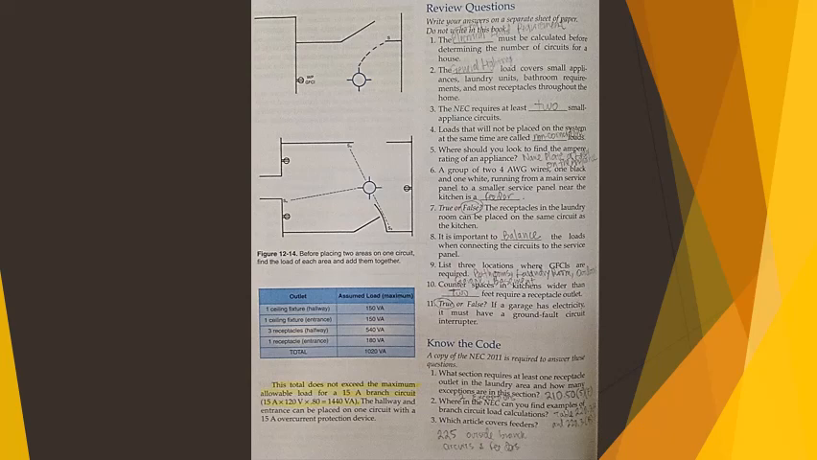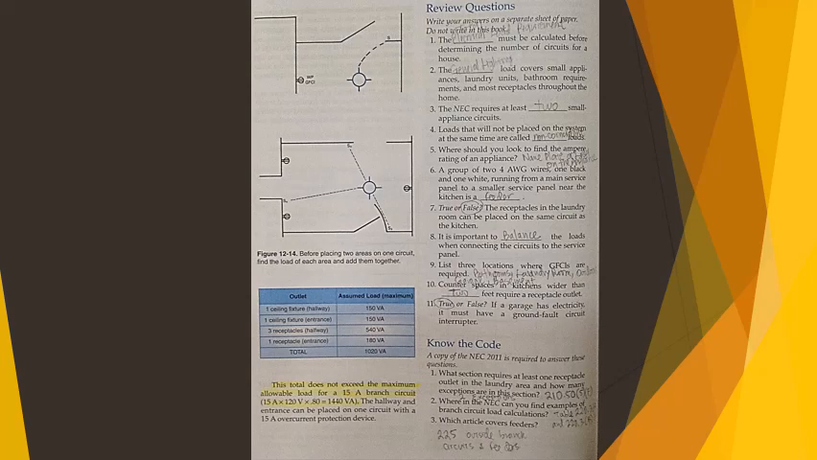Counter spaces in kitchens wider than 2 feet require a receptacle outlet. And lastly, a true or false question: if a garage has electricity, it must have a ground fault circuit interrupter, or GFCI. The answer for that is true.